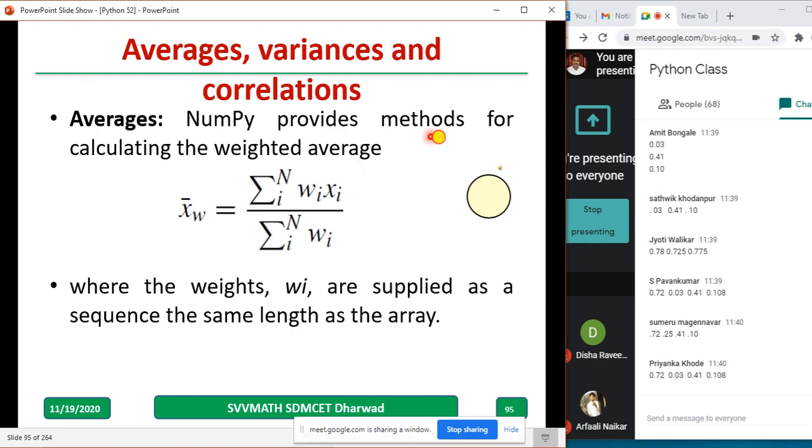Numpy provides a method for calculating the weighted average. I don't know how many of you know the weighted average. Average is different, weighted average is different. This is the equation we use for a weighted average, where the weights wi are supplied as a sequence of the same length as the array. I have an array of 5 elements, 5 weights will be given. We'll see one example, so that instead of discussing in general, we take a numerical example and try to have a discussion.